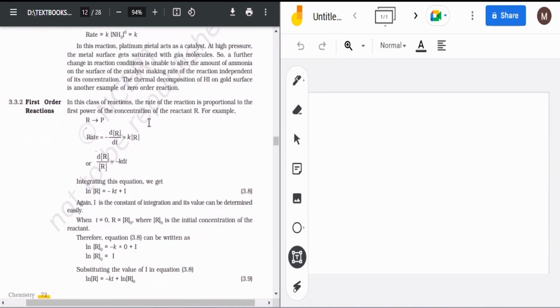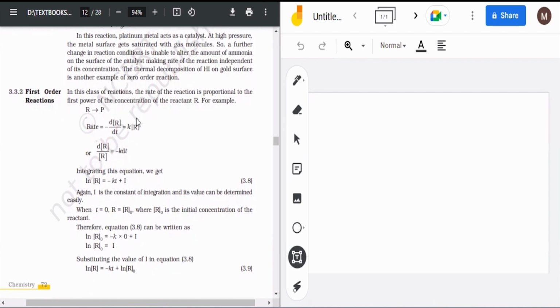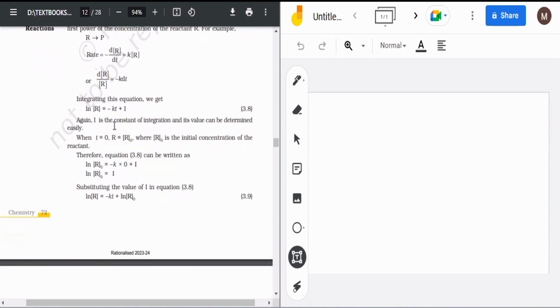फिर फर्स्ट ऑर्डर रिएक्शन पे चलेंगे. तो फर्स्ट ऑर्डर रिएक्शन क्या होती है? फर्स्ट ऑर्डर में अपन लोग क्या करेंगे, जस्ट R की पावर 0 की जगह R की पावर 1 ले लेंगे. So here we will get our rate law to be equal to this thing, dR by R is equal to k dt. Then we will integrate this and we will get ln of R is equal to minus kt plus some constant which is known as the constant of integration.